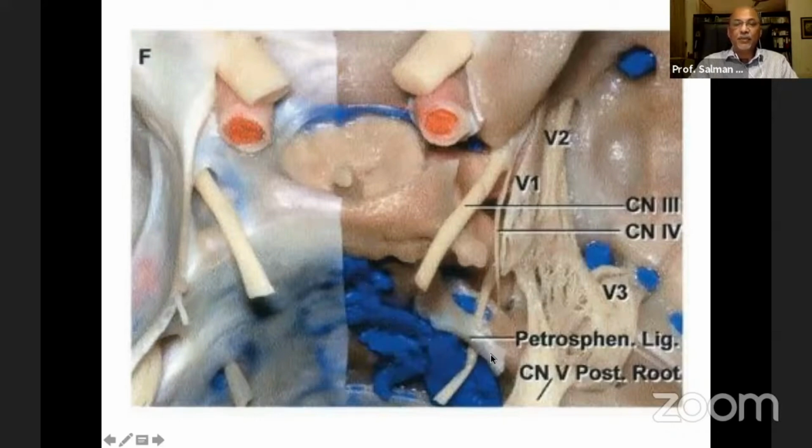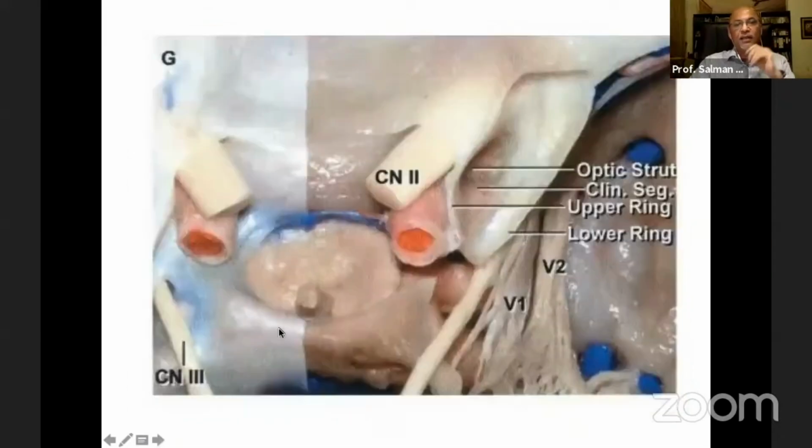So basically, the petrosphenoid ligament, which is between petrous and sphenoid, covers the superior surface of the Dorello's canal through which the sixth nerve is going. Here in this particular diagram, we can also see the extension of the basilar sinus on both sides, also joining with the petrous sinus on both sides as well.